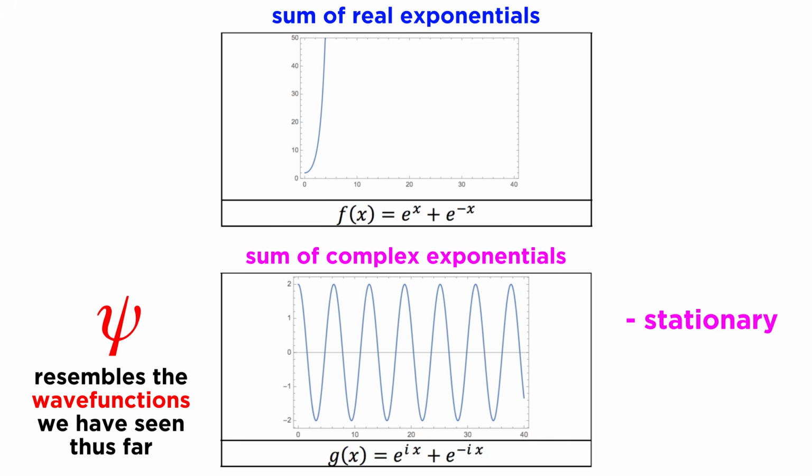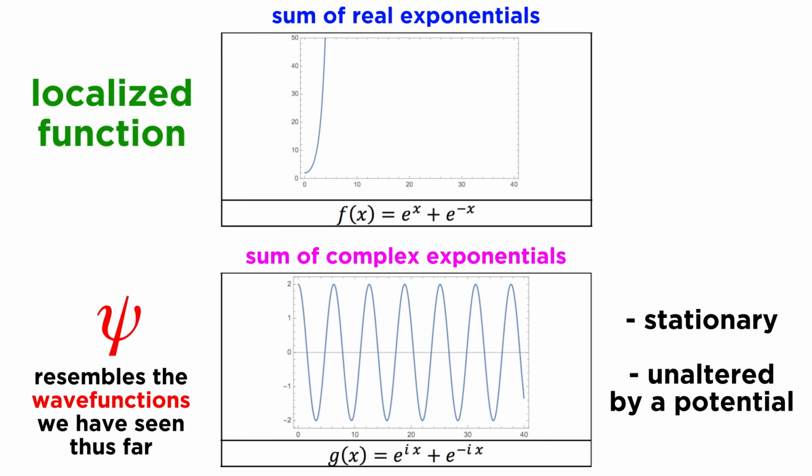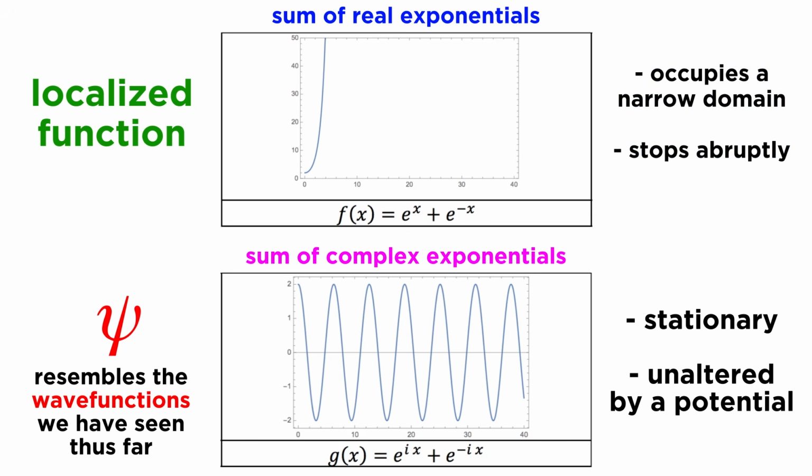This function describes the behavior of a wave that is stationary and unaltered by a potential. In contrast, f of x is a localized function. It represents a wave that occupies only a narrow domain and then stops abruptly. This is what we will use for the wave function in section B because it is the mathematical representation of a barrier. The particle has some small chance of entering the barrier until reaching some penetration depth. The probability density function will attenuate as the particle's position distribution reaches deeper into the barrier.